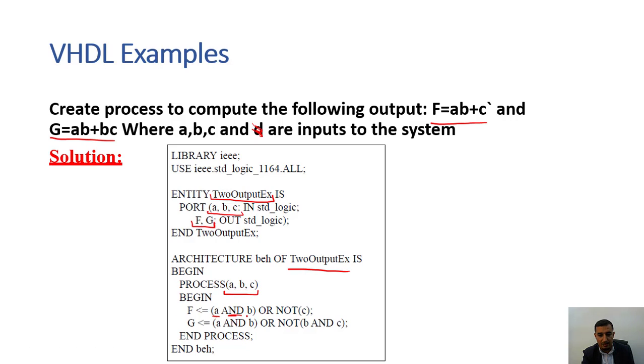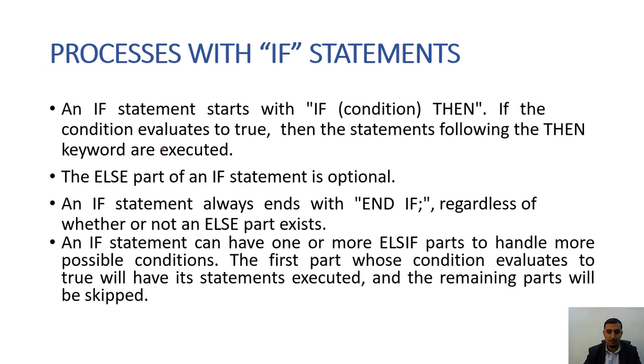So we have A and B or not C. And for G, we have A and B or not, this should be complement, okay, or not B and C. Then end process and end behavior. Quite easy if you follow this logic. Instead of drawing the circuits and component instantiation, this will give you the answers quite fast. Unless you are asked to do component instantiation, this is much faster.